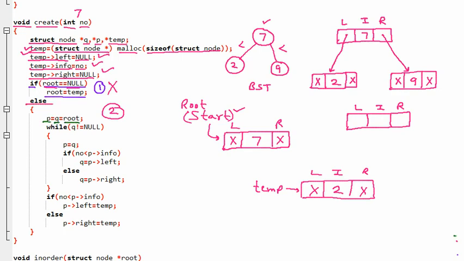P, Q, root, all are equal. So that means P is pointing here, Q is pointing here, and root is also already pointing here. All of them are pointing here, P, Q, and root. Now afterward, while Q not equal to null. Is Q null right now? No, Q is pointing to the element right now. So P equal to Q, P and Q are already equal, so not a problem.